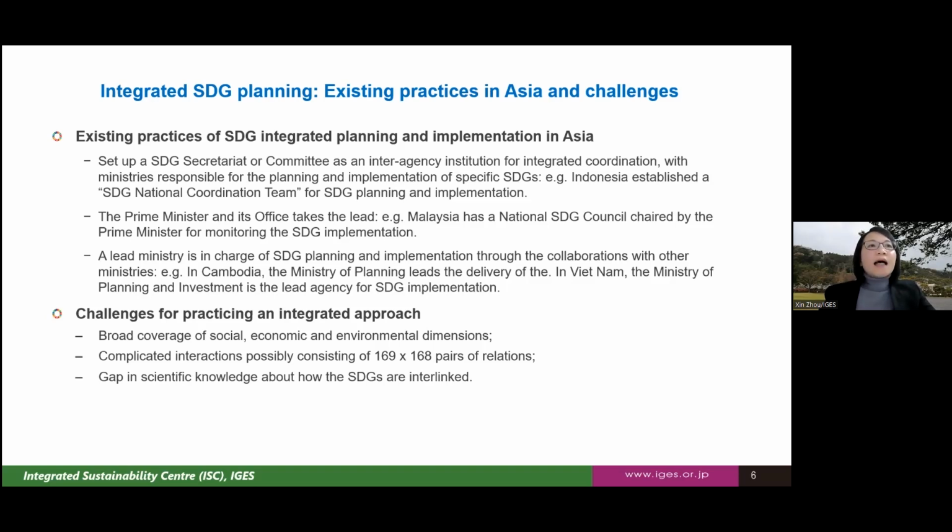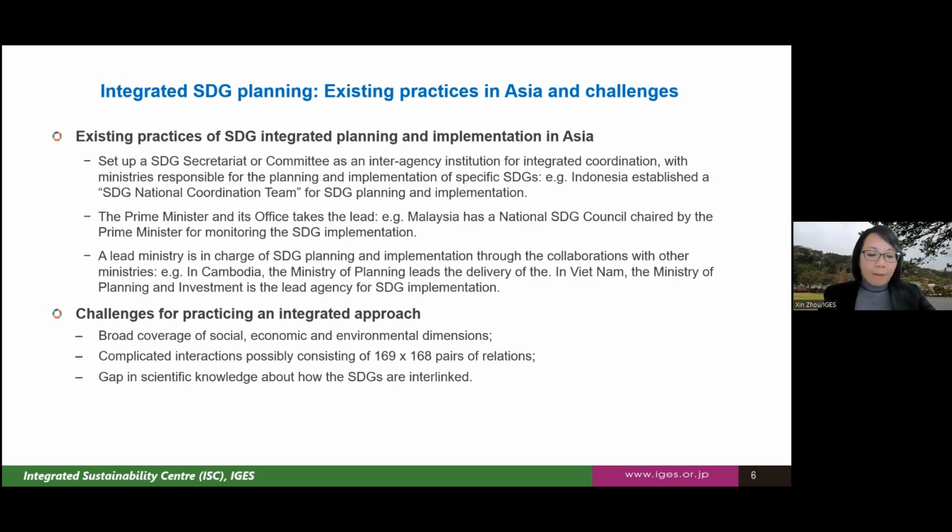In some other countries, a lead ministry, usually the Ministry of Planning or Development, is in charge of SDG planning and implementation through collaborations with other ministries. For example, in Cambodia, the Ministry of Planning leads the delivery of the SDGs. And in Vietnam, the Ministry of Planning and Investment is the lead agency for SDGs. However, due to the broad coverage of social, economic, and environmental dimensions, and the complicated interactions among 169 targets, taking an integrated approach for SDG planning and implementation is challenging.